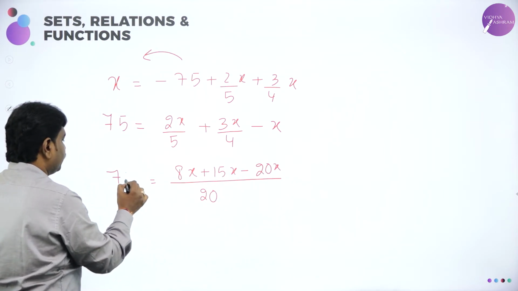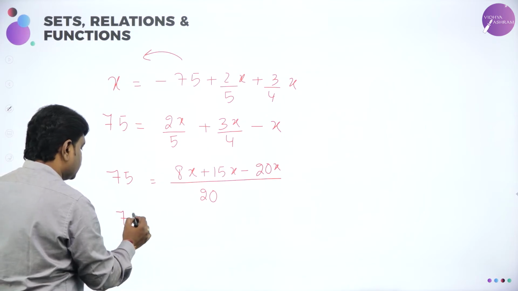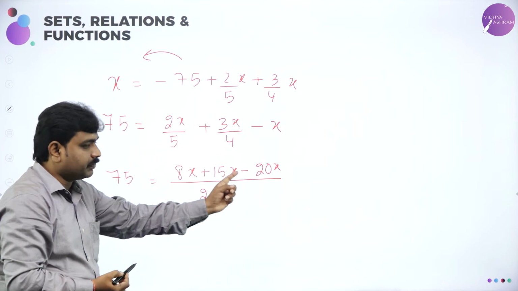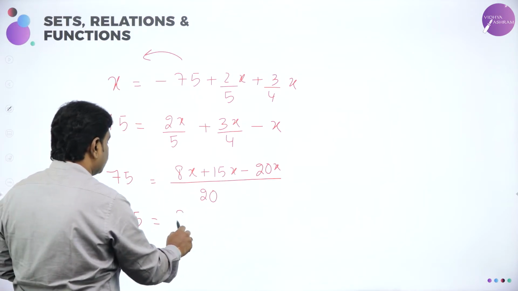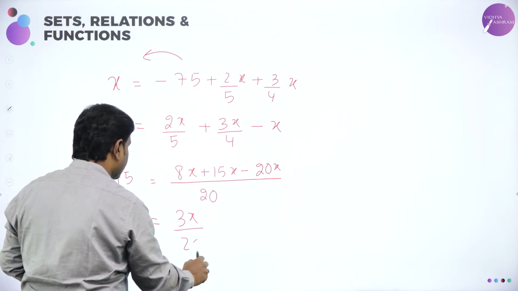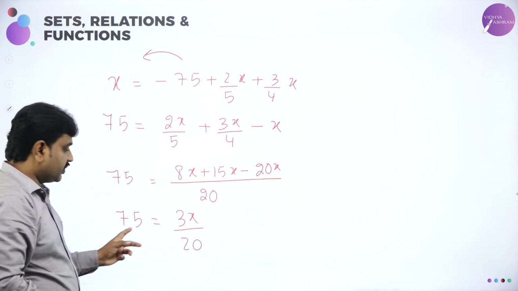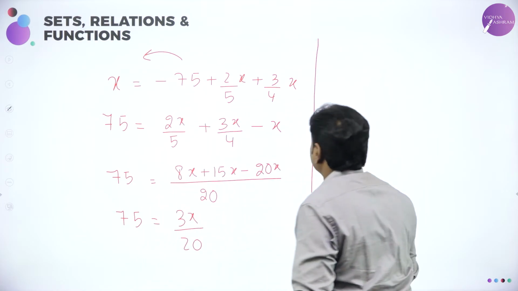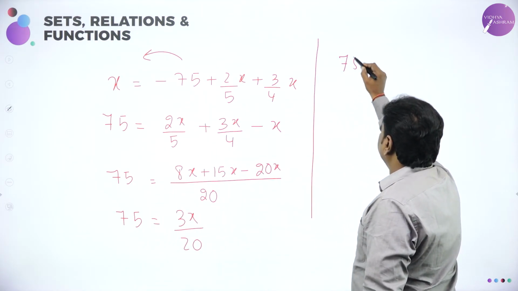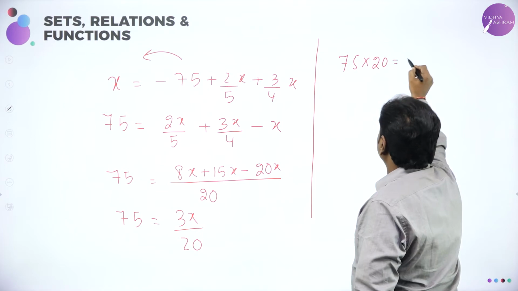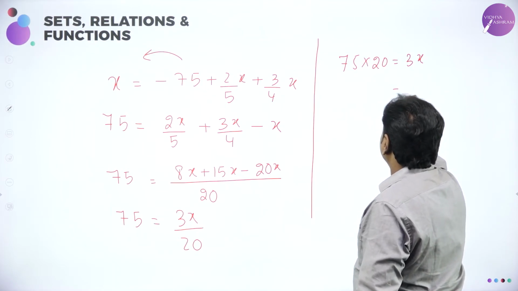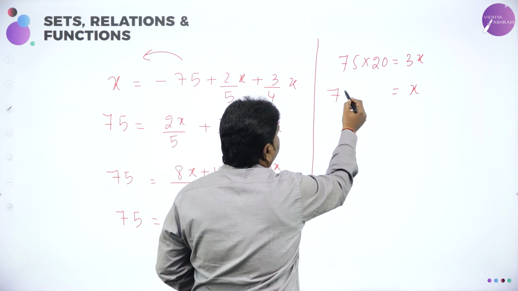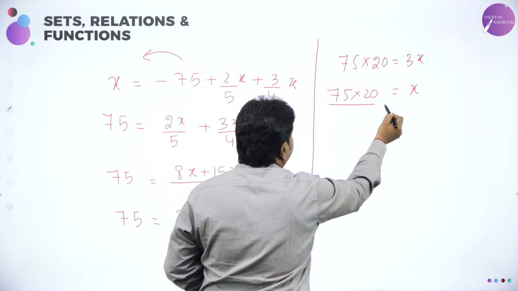Simplify this further. 75 is equal to 18 plus 15, 23, 23 minus 20, 3. So 3x divided by 20. Rearrange this. If I rearrange this, 75 into 20 is equal to 3x. So x is equal to 75 into 20 divided by 3.